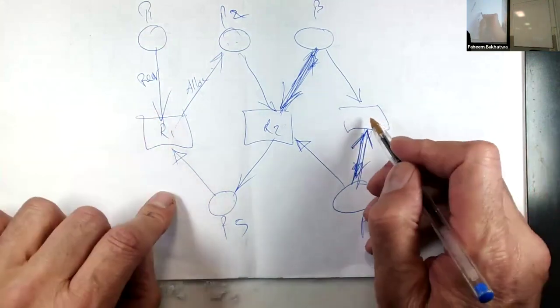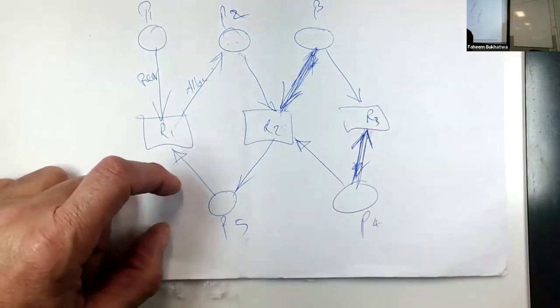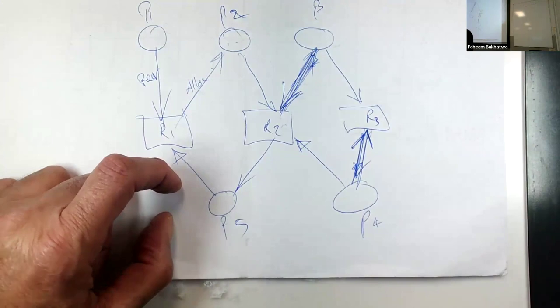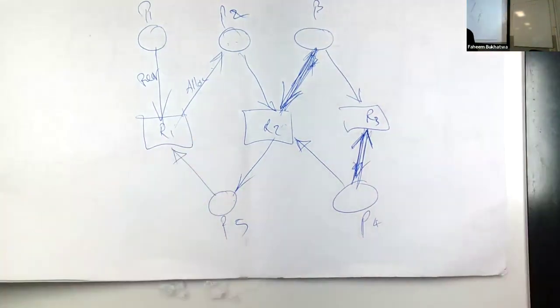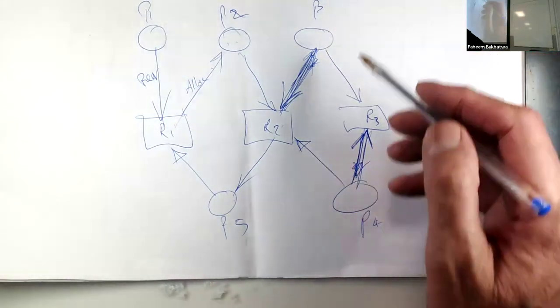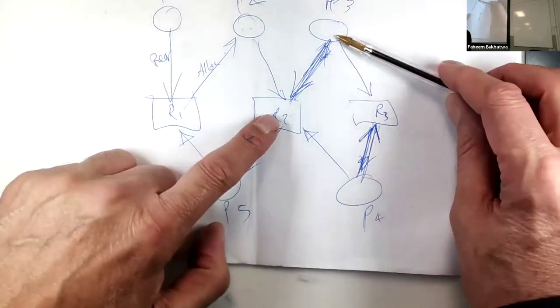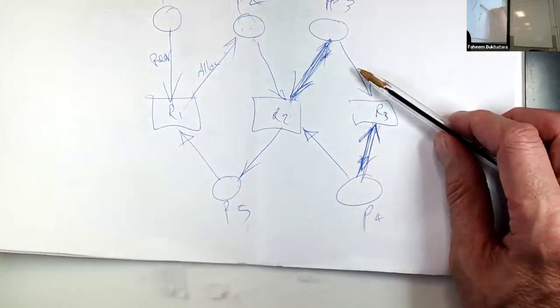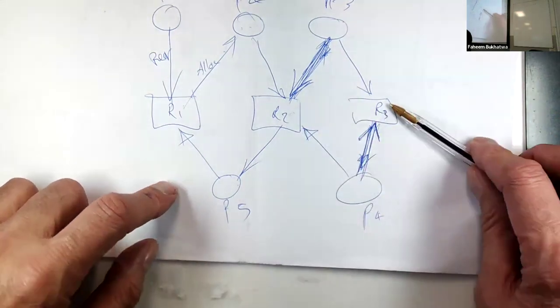So this resource, number 3, is free. It's not allocated to any process. And who wants it? Process 2 wants it and process 4 wants it. So we give it to one of the processes. Which one would we give it to? That's process 3 here. Well, if we give it to process 3, it will not finish because it needs another resource that's not available. And same as this one.